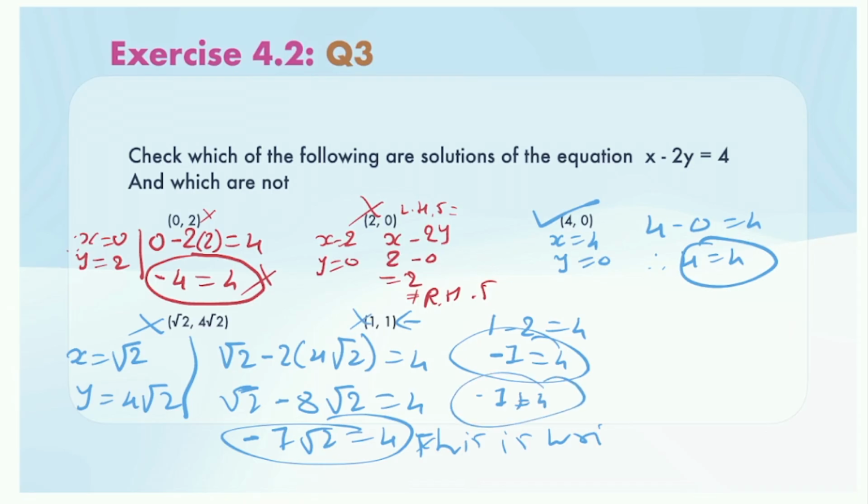So in this question, I get only 1 point as a solution, 4 and 0. If you want to write another solution, it will look like 0, minus 2. Right? If you put it in this equation, both sides will be equal, and you can get infinitely many solutions. But in this question, we don't have such options, right?